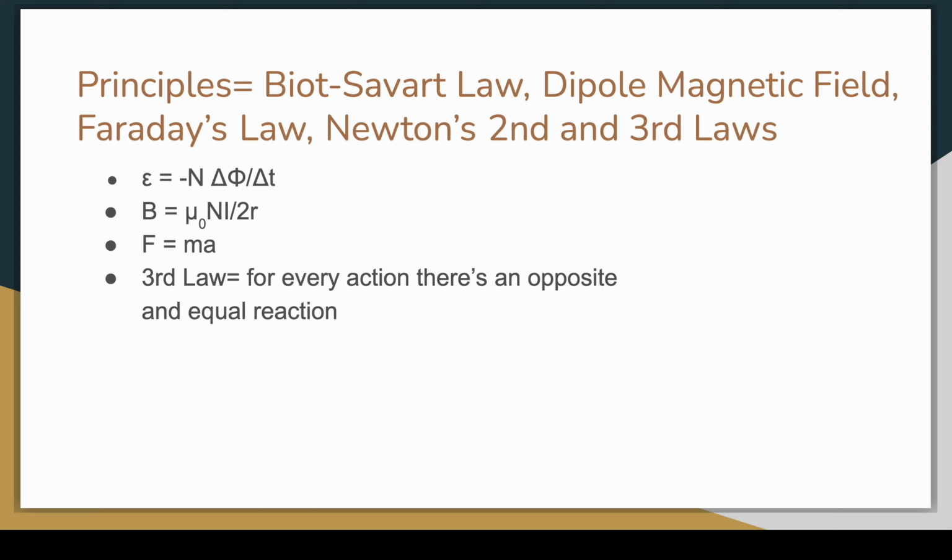Principles. The Biot-Savart law, the dipole magnetic field, Faraday's law, and Newton's second and third law. Faraday's law is that the induced voltage equals negative N times delta flux divided by delta T. N is the number of loops, and that's the flux. The magnetic field is mu N I divided by 2R, and I is the current.